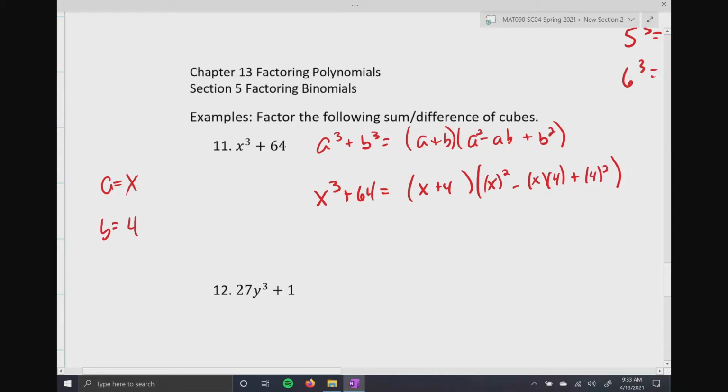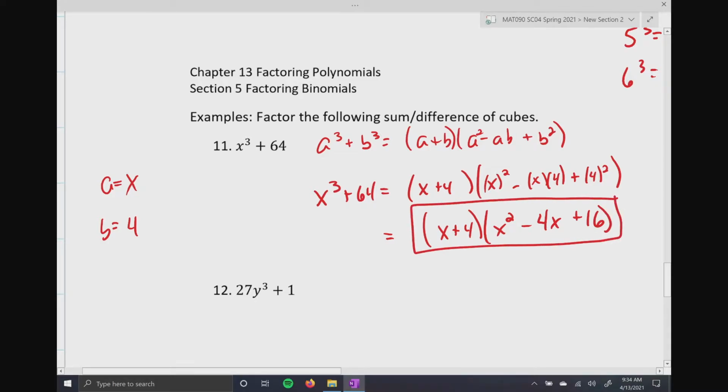So notice I just kind of put in where they belong. Wherever I see an A, I write the letter X. Wherever I see a B, I write the number 4. Now I'll clean it up. I'll make it look nice. Quantity of x plus 4 times x squared minus 4x plus 16. Okay? And that is factored.